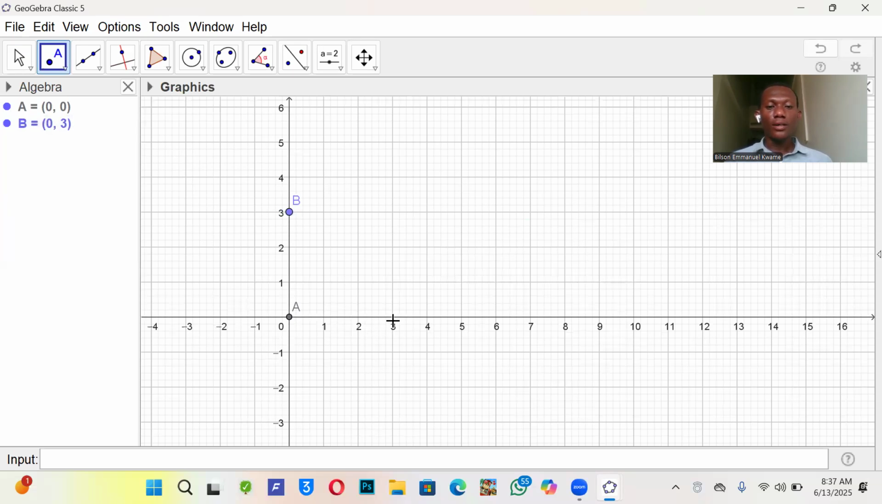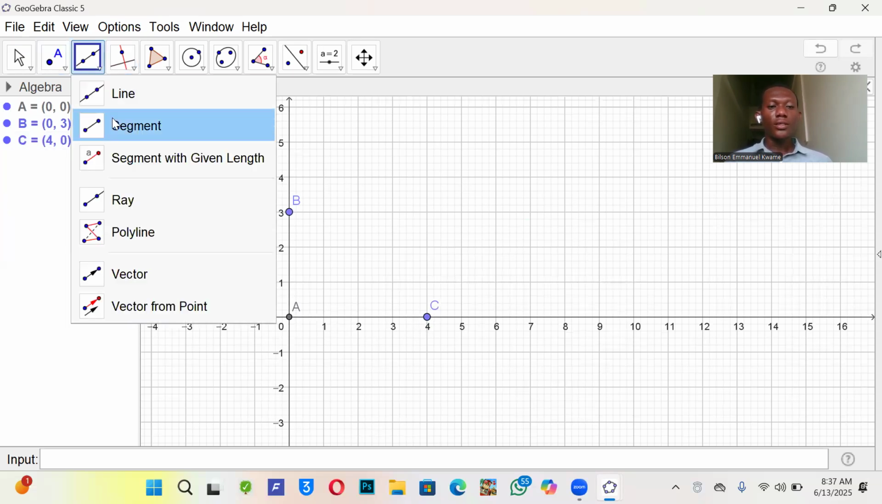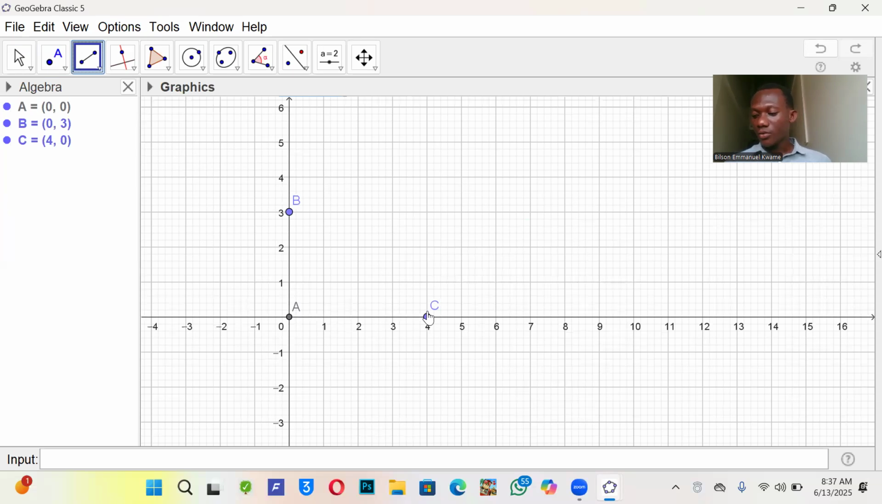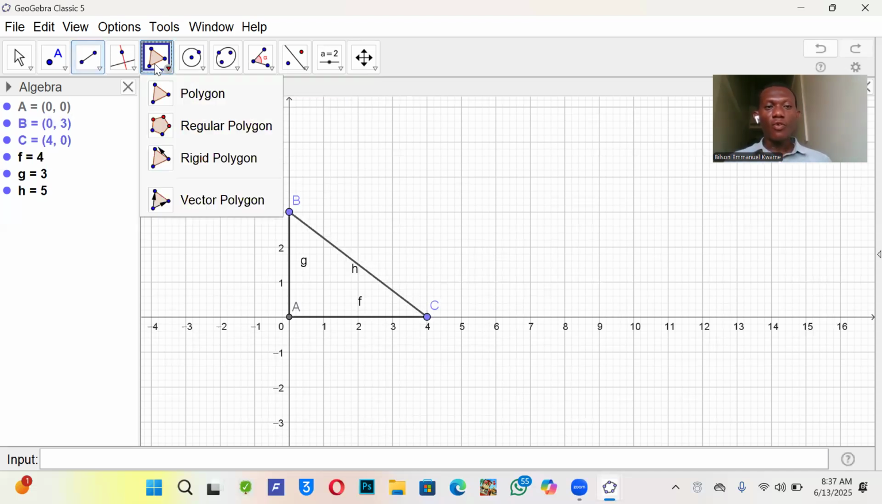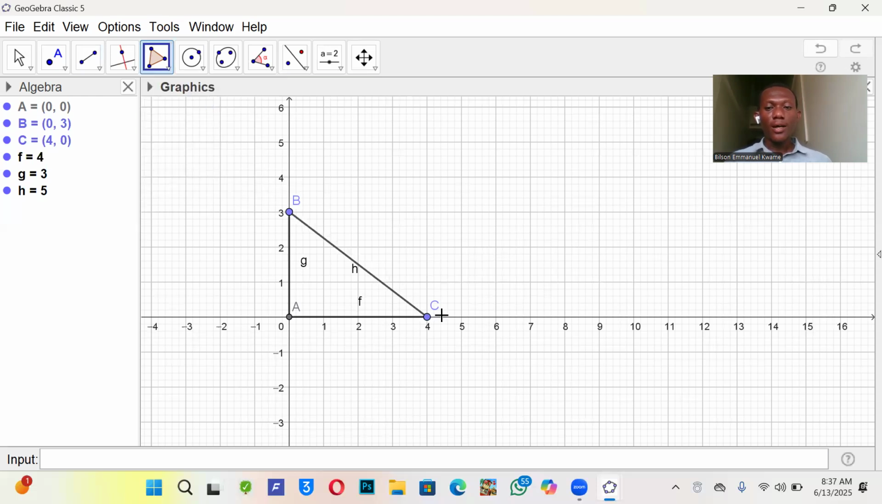So we point it out to get our triangle, right? Now we'll join them up using a segment. So this is the segment that I've joined them up with. So this is my triangle, but before I can make it a polygon, I have to activate the polygon, right? You come here, you activate the polygon.